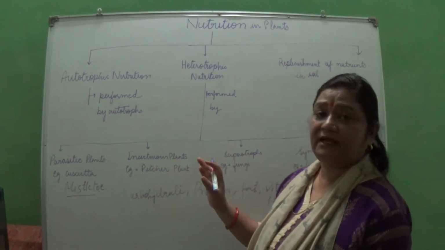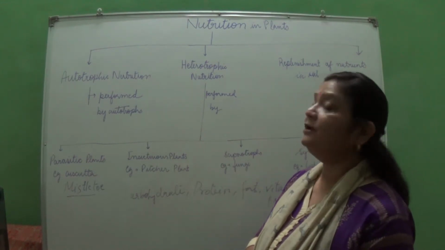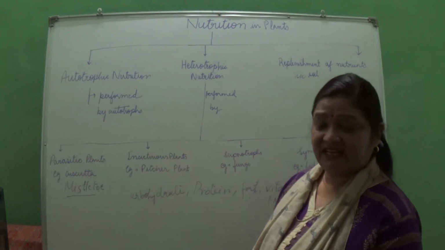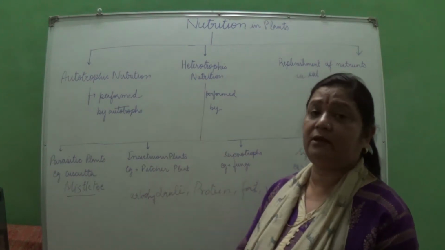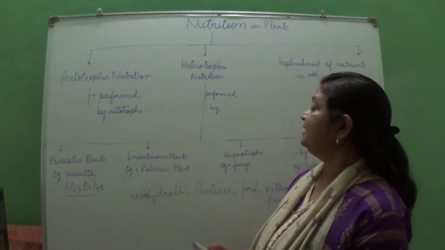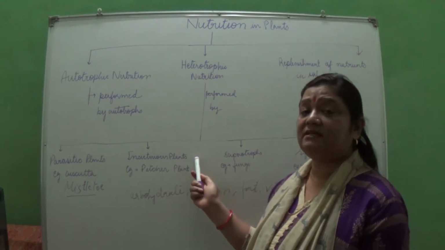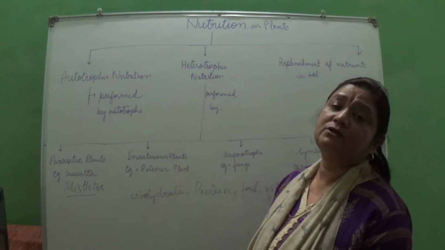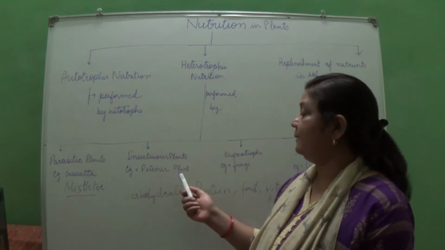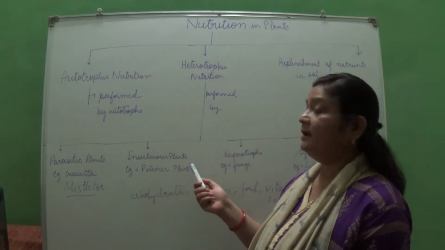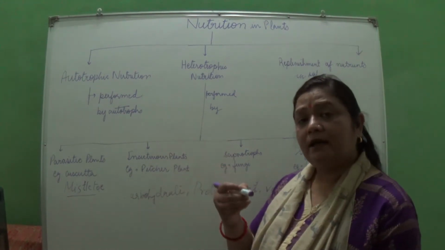When I am talking about insectivorous plants, they are also known as carnivorous plants because they take in insects. Why do they take in insects? Can they prepare their own food? They can prepare their own food, but they take the insects to fulfill their nitrogen requirement, because these plants live in soil which is very poor in nitrogen. As a result, the pitcher plant takes in the insects.